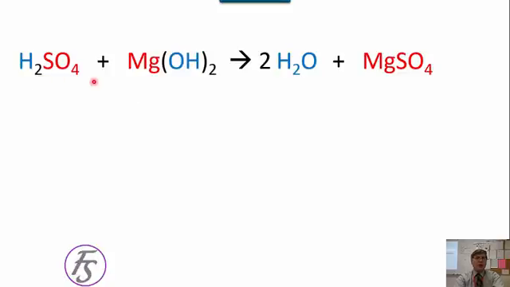The acid, this is the acid. I didn't label them on the PowerPoint, but this is the acid and this is the base. It says label the water. Well, the HOH or H2O, this is the water. And this right here, magnesium sulfate, is the salt.